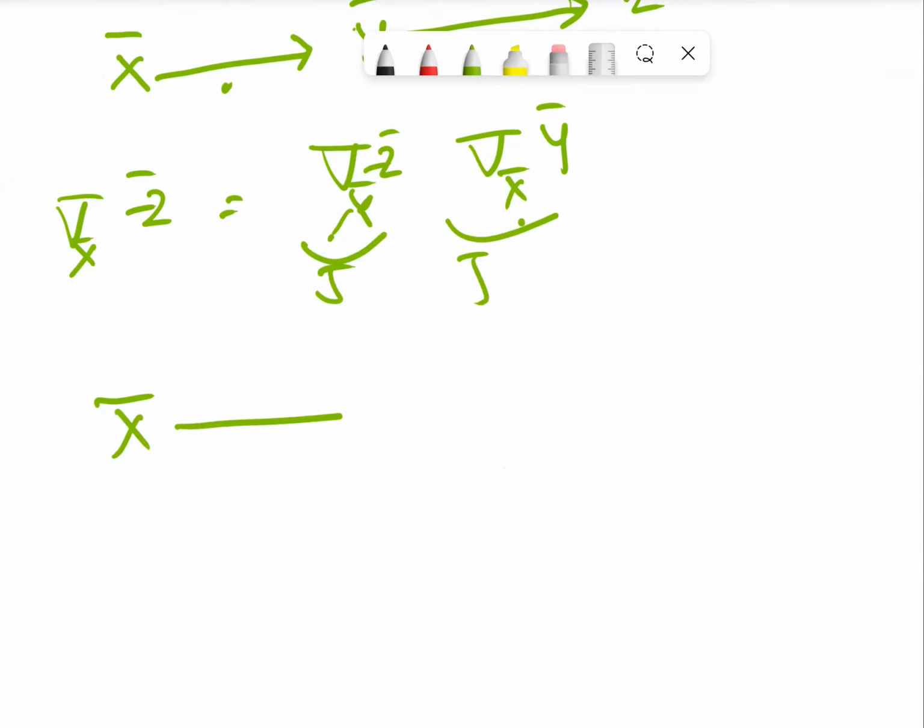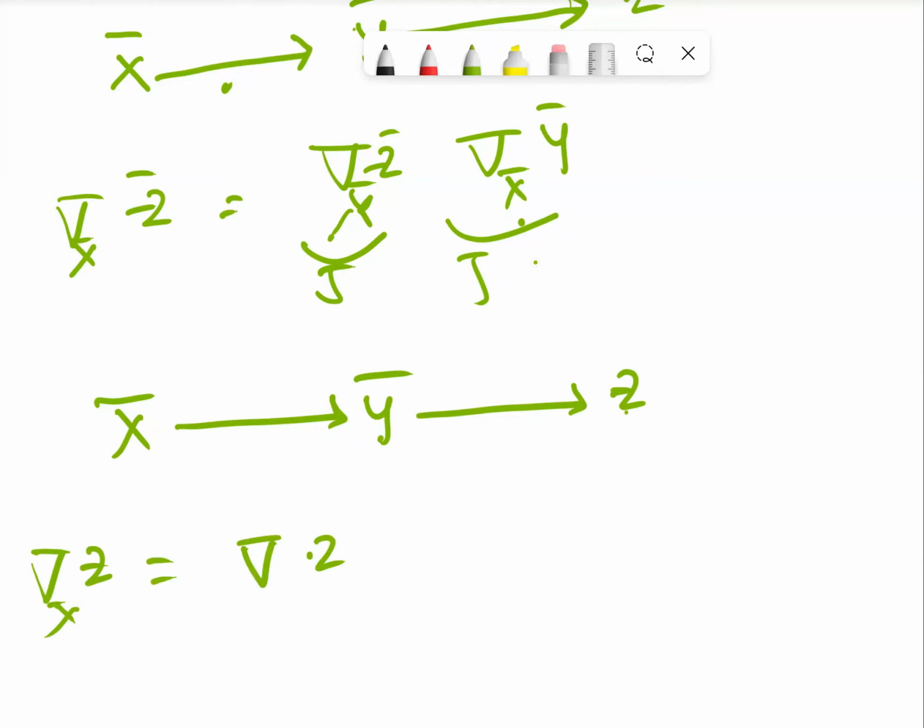If x is a vector and y is a vector and z is a scalar, then the derivative of z with respect to x has got to be a vector, correct? But this is going to be the derivative of z with respect to y, which will be a row vector, times the derivative of y with respect to x, which is going to be a matrix. And so a row vector times a matrix will give you a row vector, which is correct. Is that making sense? If you got this, raise your hands, please.